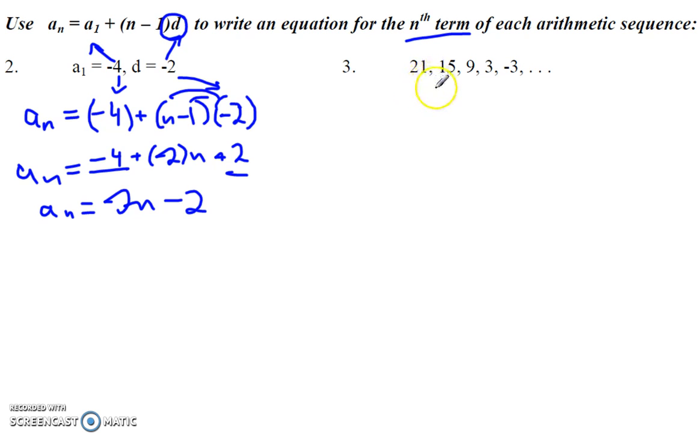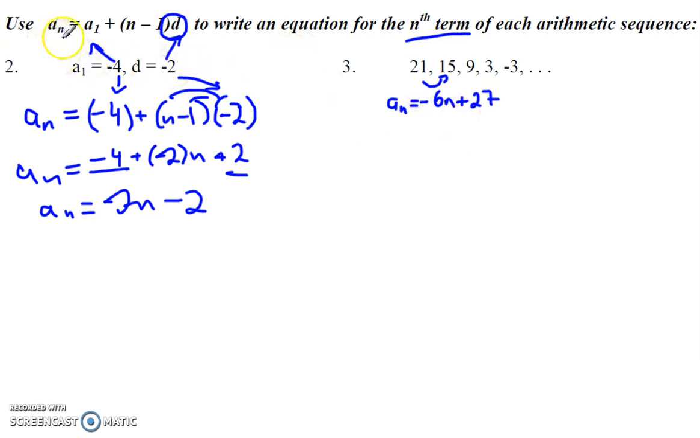I showed you an easier way to do this with a sequence. We can find the common difference d just by looking at these two numbers, saying what do I have to do to 21 to get to 15? Subtract 6. That is my variable term, 6 times the term number. Now I need to see what I need to do to negative 6 to get to 21, and that's plus 27. So that's a faster way to do that.